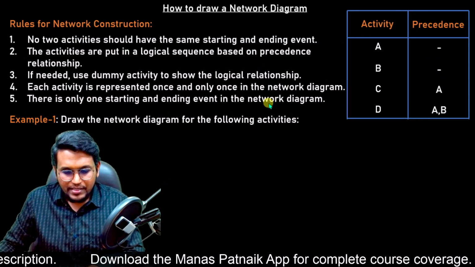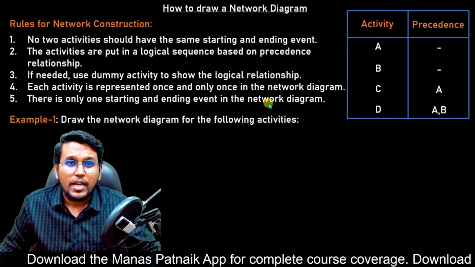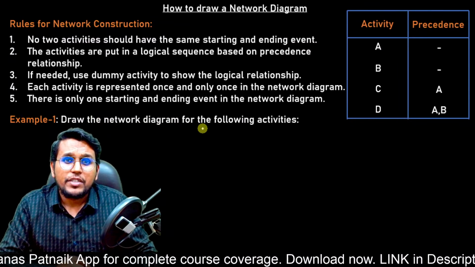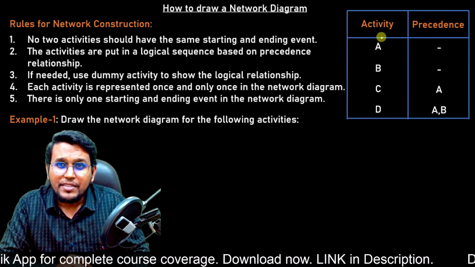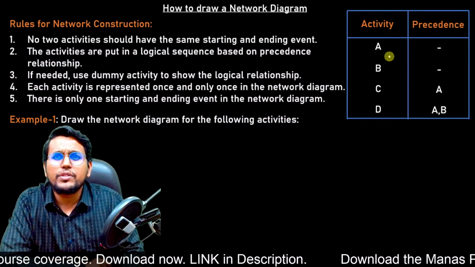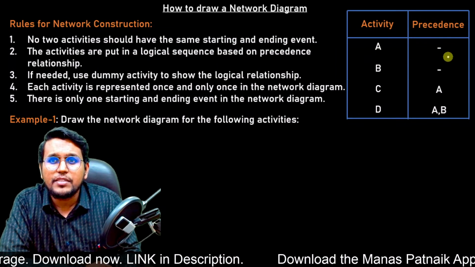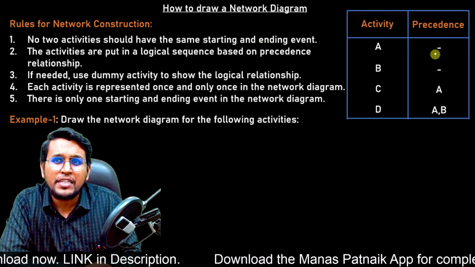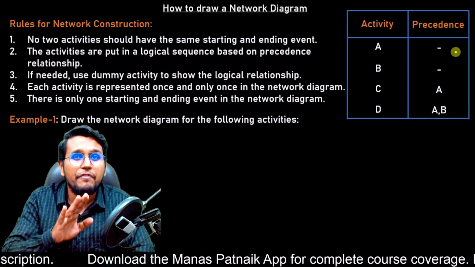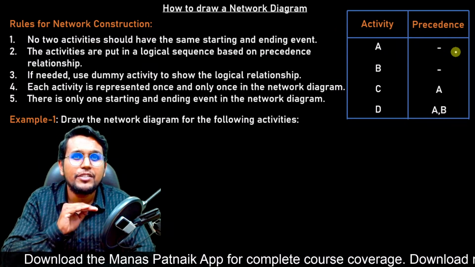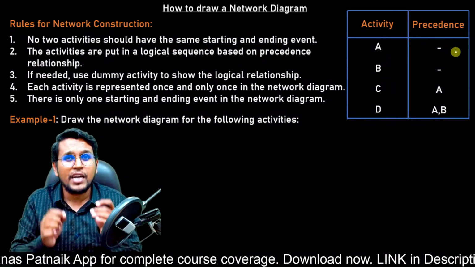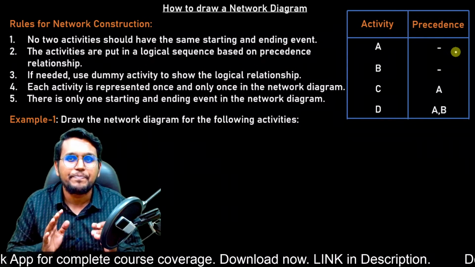Now let us see this diagram. I hope you can see this. Draw the network diagram for the following activities. So these are the activities and these are the precedence. This shows that activity A here is preceded by none. That means it can start immediately. We don't need to wait for any activity to get completed. So when there is no precedence, that means you can start that activity immediately.